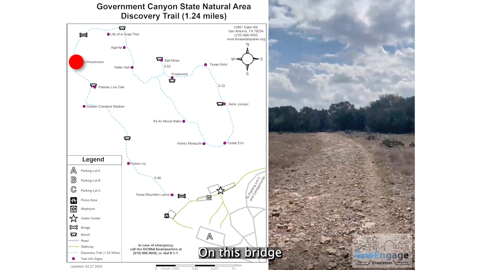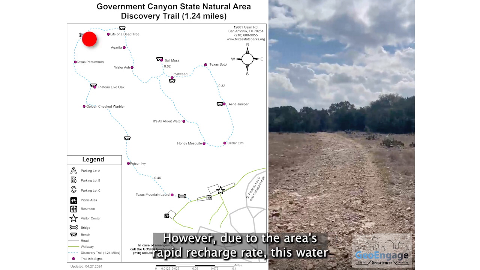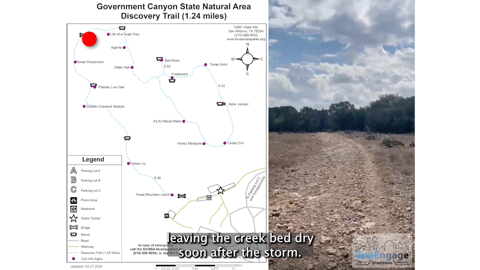On this bridge, you'll see the creek bed below you. Sometimes when it rains enough, water flows through this creek. However, due to the area's rapid recharge rate, this water quickly seeps through the ground and into the limestone, leaving the creek bed dry soon after the storm.